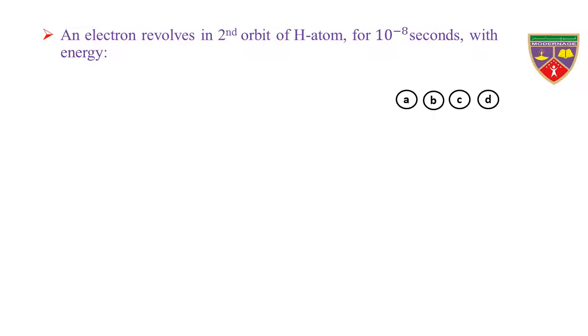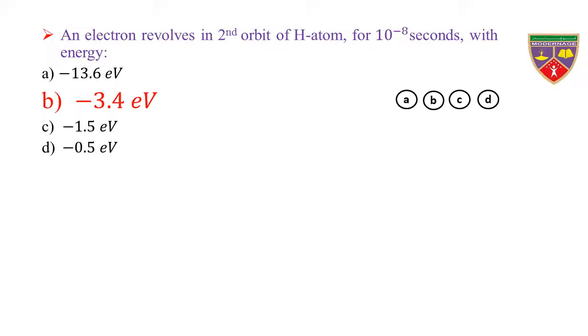An electron revolves in second orbit of hydrogen atom for 10 power minus 8 seconds with energy. Option A, minus 13.6 electron volt. Option B, minus 3.4 electron volts. Option C, minus 1.5 electron volts. Option D, minus 0.5 electron volts. The key is minus 3.4 electron volts. Therefore, the correct option is B.